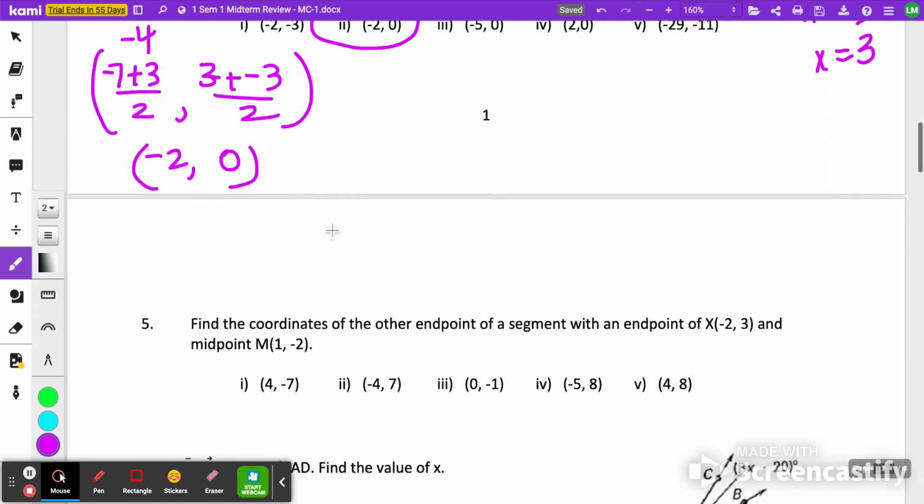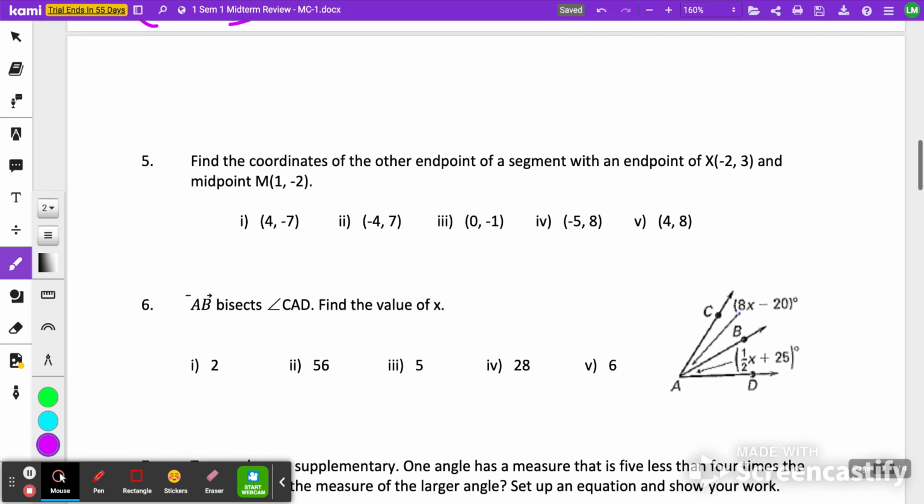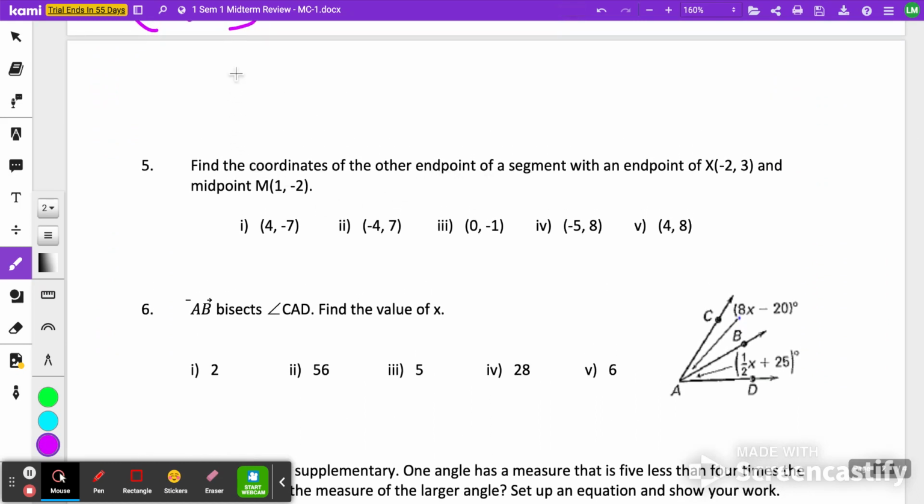Letter or number 2. Find the coordinates of the other endpoint of a segment with an endpoint of -2, 3, and then the midpoint of 1, 2. So remember, with midpoint, you have your x's being added. So -2 plus question mark divided by 2, 3 plus question mark divided by 2 should be equal to 1, -2. Okay, talking about this, -2 plus what divided by 2 will equal 1. Well, one way we can do that is do 1 times 2. 1 times 2 is 2.